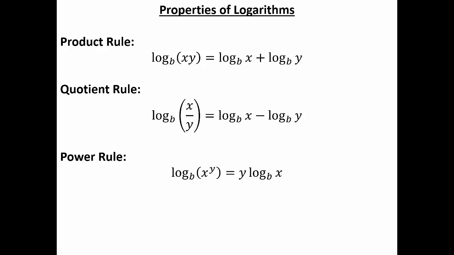And the third rule we call the power rule. The power rule just says that if I have an exponent on the interior input value of a logarithm, that exponent can be brought up front as a coefficient. So an exponent becomes multiplication.